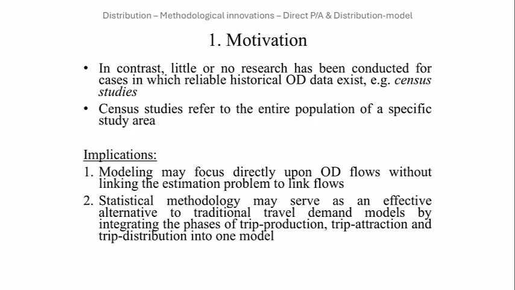Census data, by contrast, cover the entire population in a study area. This allows us to model OD flows directly without tying the estimation problem to link flows or relying on partial surveys. It also opens the door for statistical methods that can integrate production, attraction, and distribution in one coherent step. The result is both more efficient and potentially more accurate.